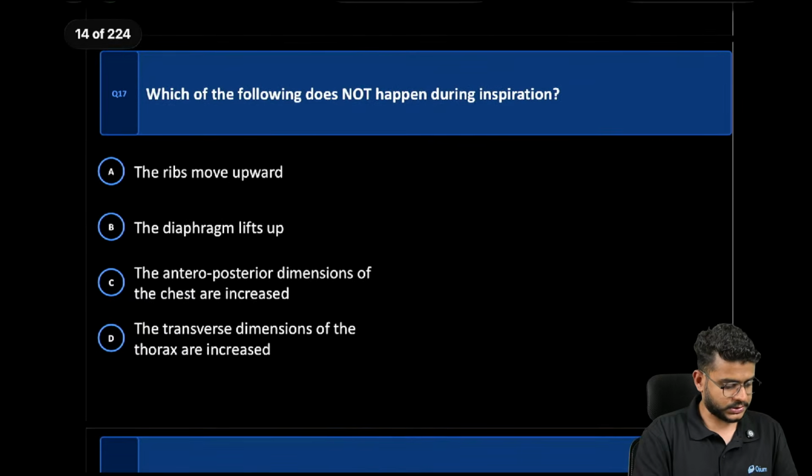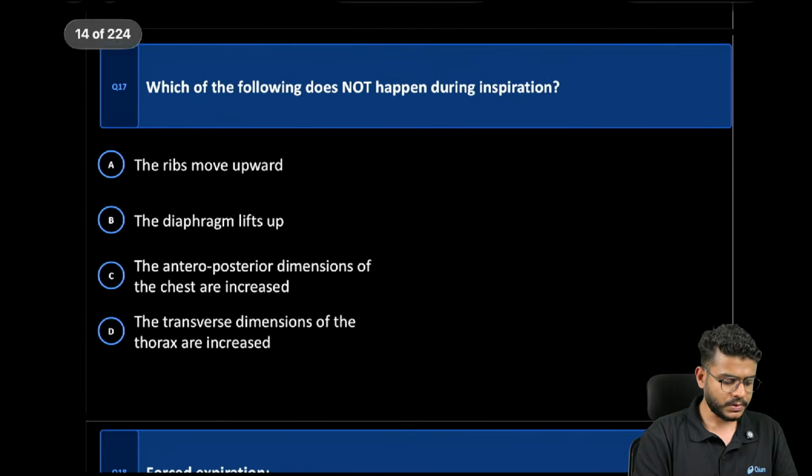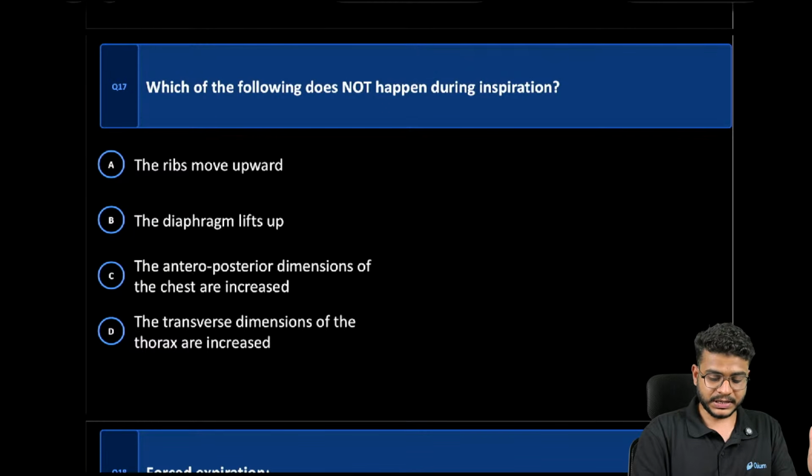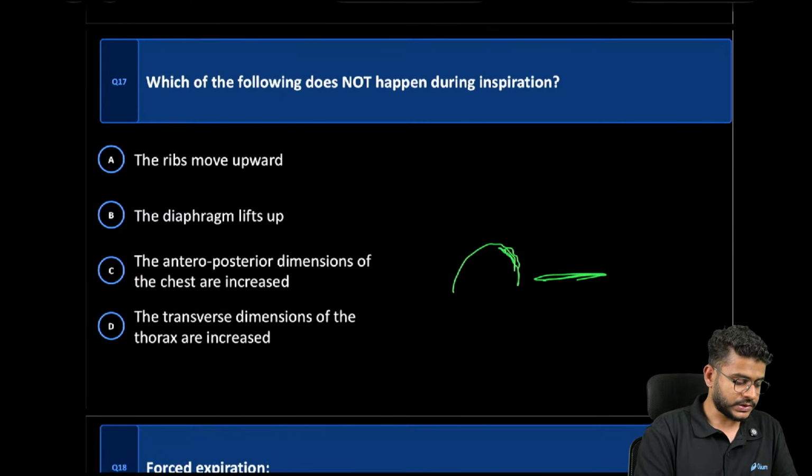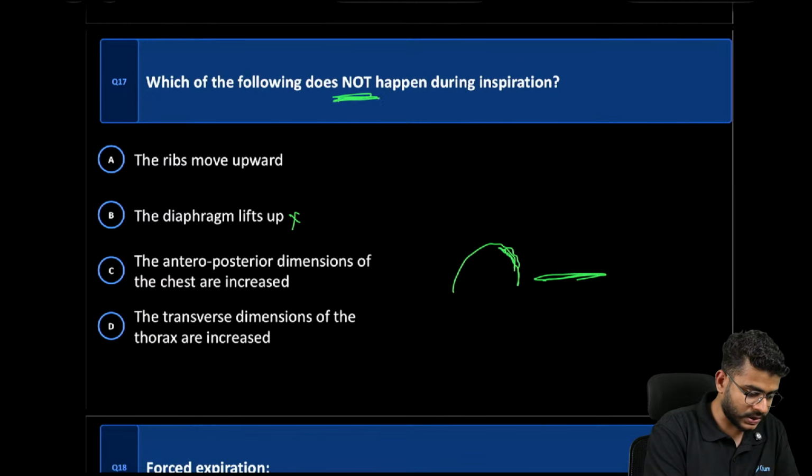Okay, the next question. Which of the following does not happen during inspiration? Let's go through the options. The ribs move upward. Yes, during inspiration the ribs move upward. The diaphragm lifts up. No, that's wrong. The diaphragm is actually a dome shaped structure which during inspiration flattens, increasing the volume in the thoracic cavity. So this is the wrong statement, and they have asked which does not happen. So option B is the correct answer.